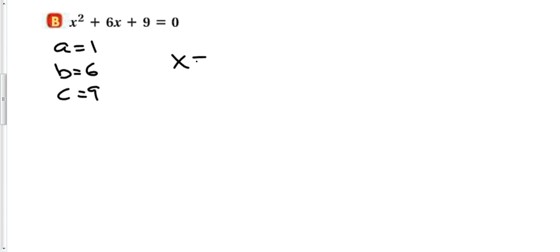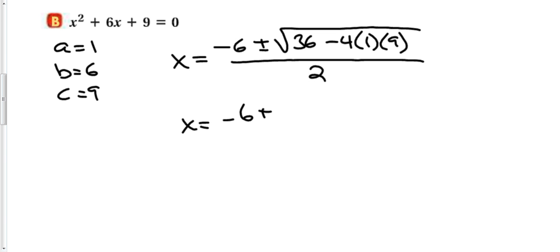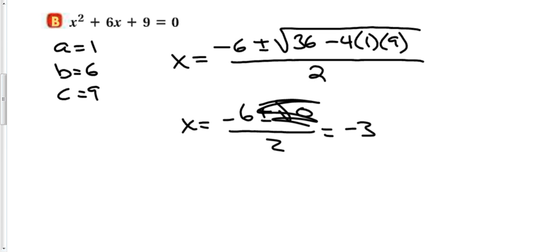a is equal to 1, b is equal to 6, and c is equal to 9. So x is going to be equal to negative b plus or minus the square root of b squared, which is 36, minus 4 times 1 times 9. Well, 4 times 1 times 9 is actually 36, over 2 times 1, which is 2. So now I have x is equal to negative 6 plus or minus the square root of 0 over 2. The square root of 0 is just 0, so that cancels out. So we have negative 6 over 2, which is equal to negative 3.